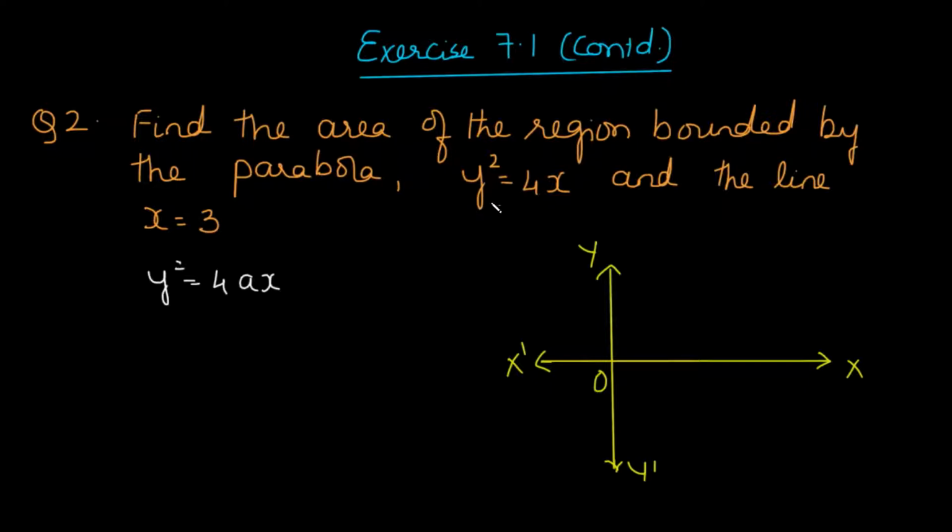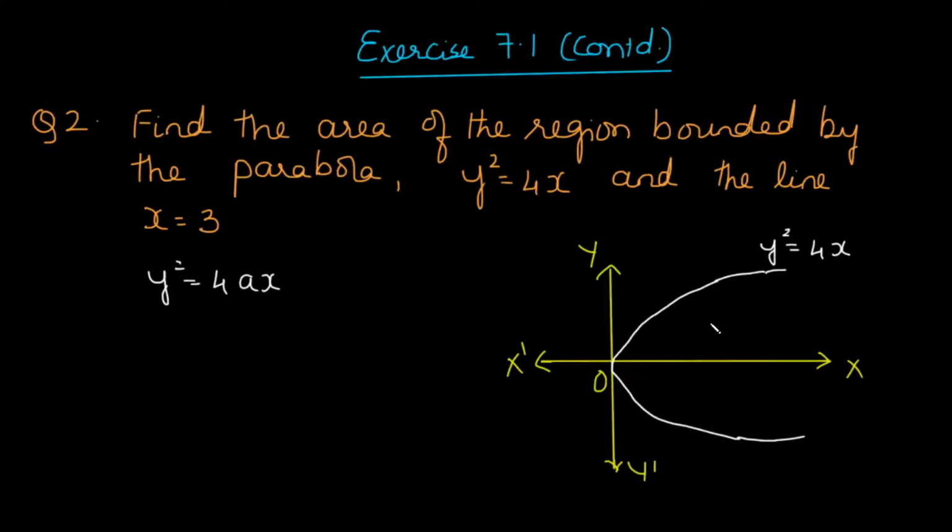So looking at this equation, y square is equal to 4x, we understand that this is the standard equation of the parabola. And so the parabola has a shape like this now. It is facing this side and it has a shape like this. Okay, suppose this is our parabola. Now this has the equation y square is equal to 4x.